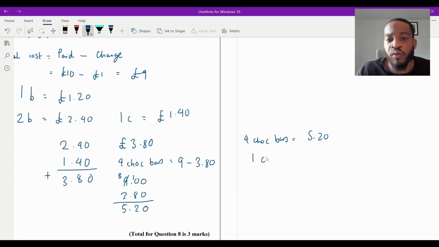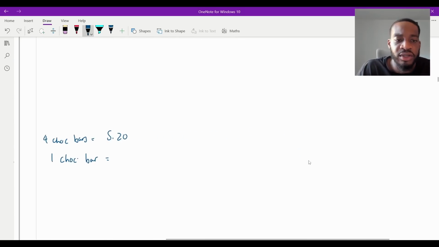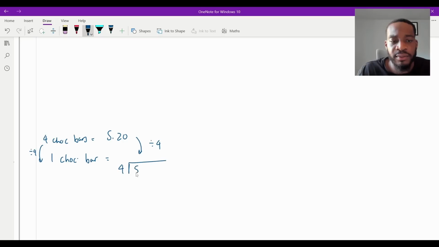So I need to work out the cost of one chocolate bar. And that's not too bad. We can use the bus stop method, can't we? Because we're dividing by 4, aren't we, to get the cost of one chocolate bar. So we're going to do 4 into 520. Now 4 goes into 5 once, with a remainder of 1. Point goes there. 4 goes into 12 3 times. So the answer is £1.30.